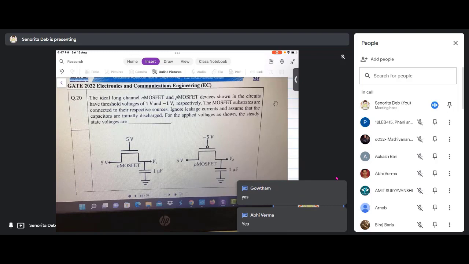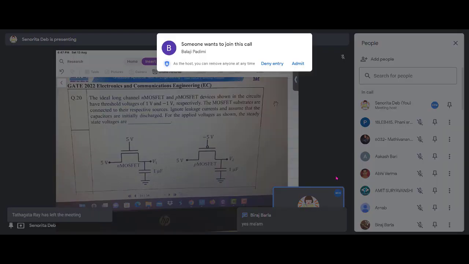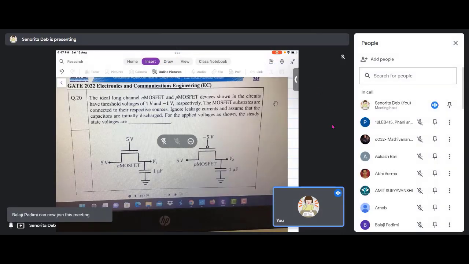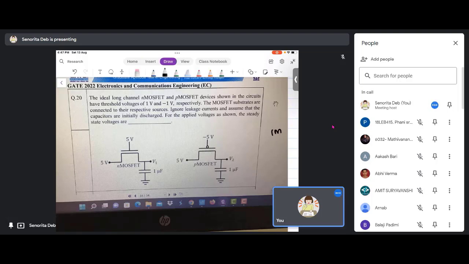So basically they have given a PMOS and an NMOS, right? And they have given its threshold voltages. So the theory of PMOS and NMOS should be very clear to answer this question. This was a 1 mark question and it is a very good question. It's a question where mistakes can happen.